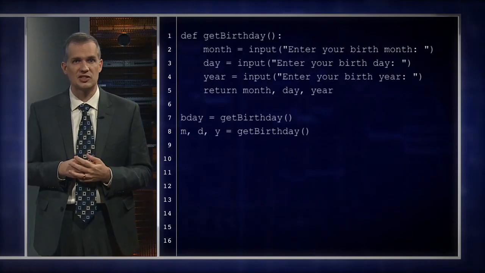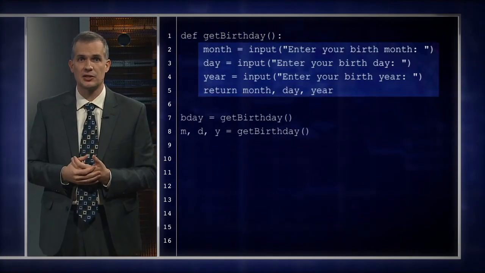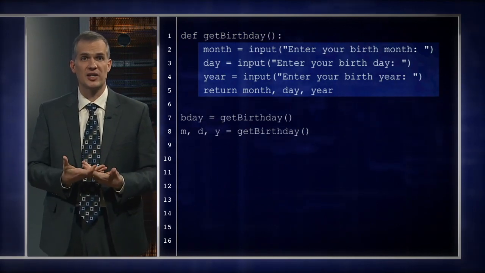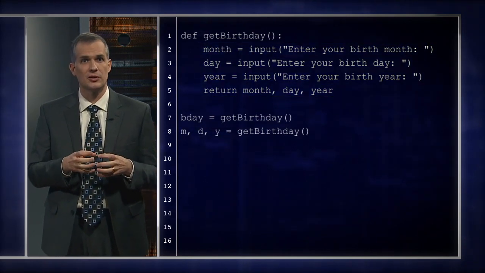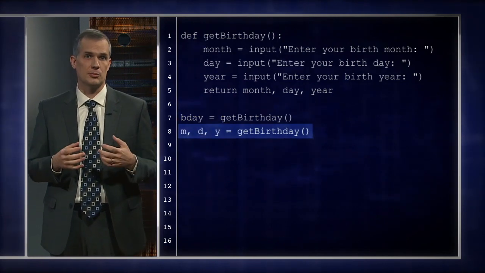Okay, think about this as a tuple. After our function header, we can have a body in which we ask the user for the 3 pieces of information. Then we can return those 3 items as a tuple. A call to this function could take a single result, which will be the tuple itself, or we could assign the result to 3 different elements, the month, day, and year.